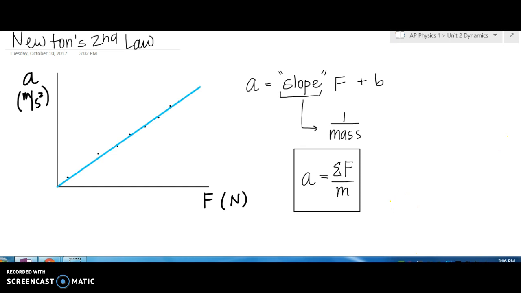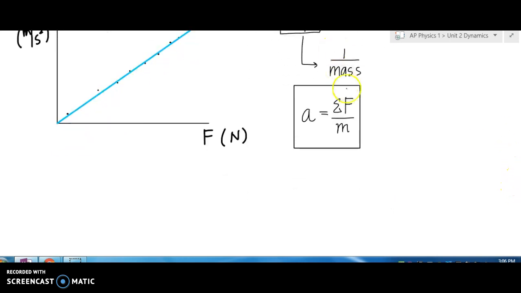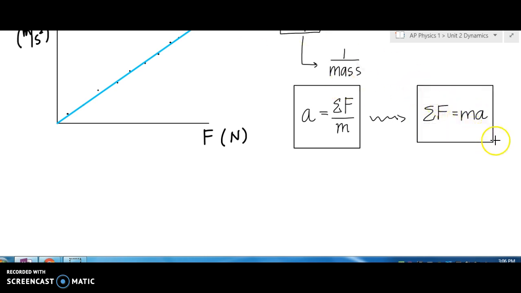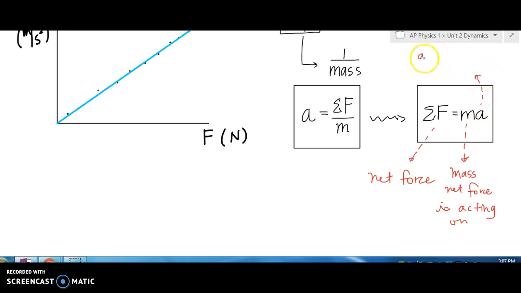It's not my favorite thing in the world, because we don't use that version that often. Most of the time, you're going to use that the net force is equal to ma. So the net force equals the mass that the net force is acting on, and then this a represents the acceleration of the mass.